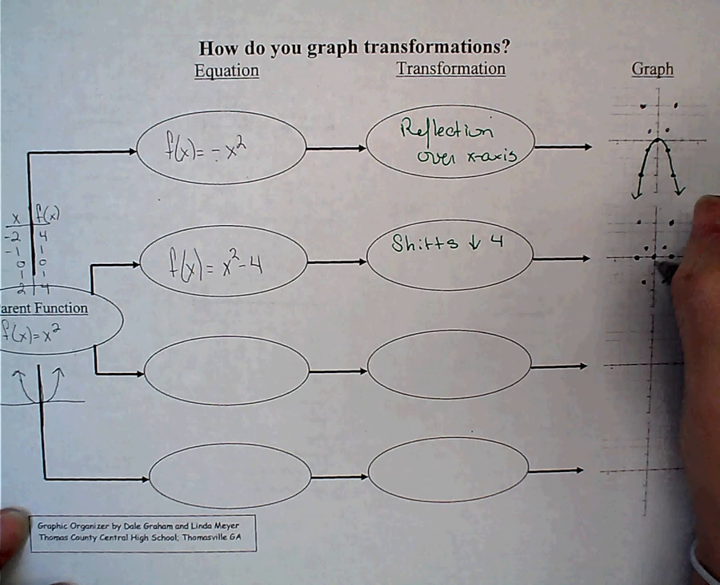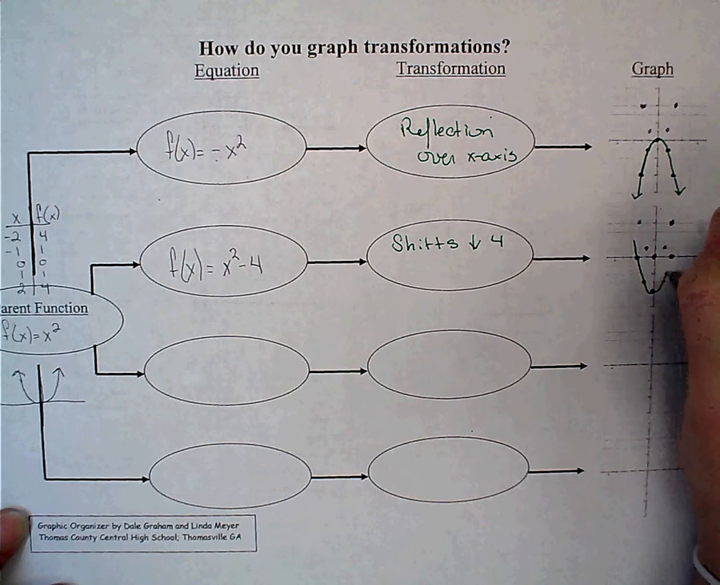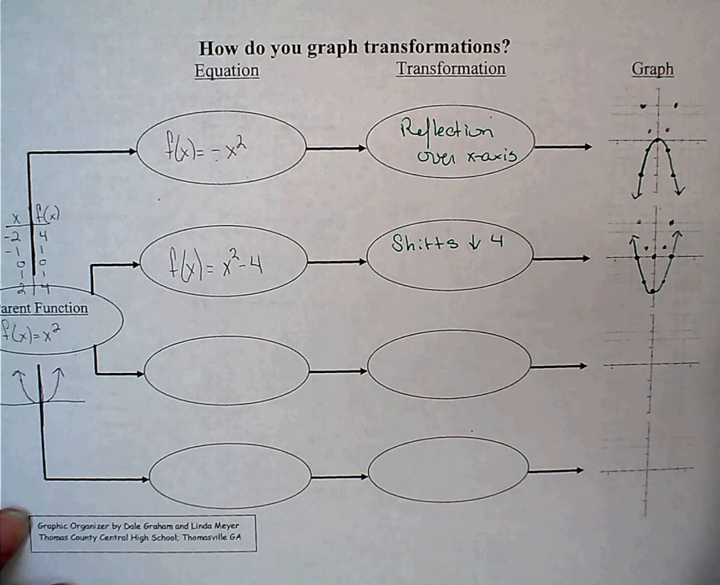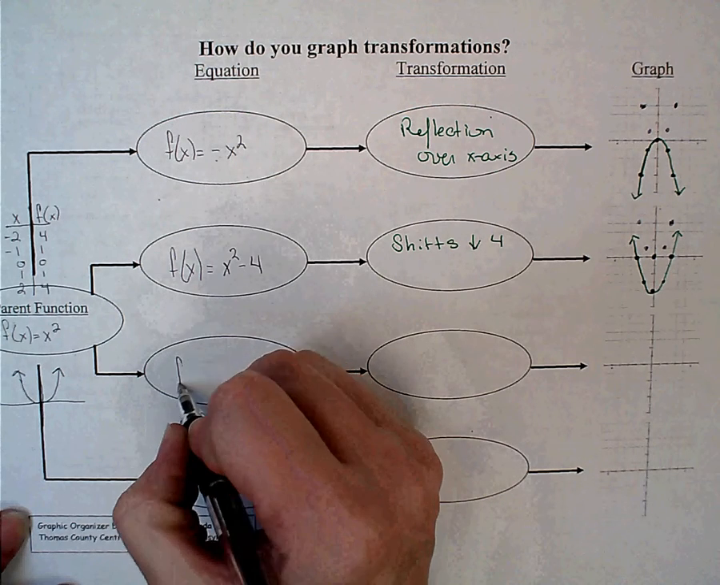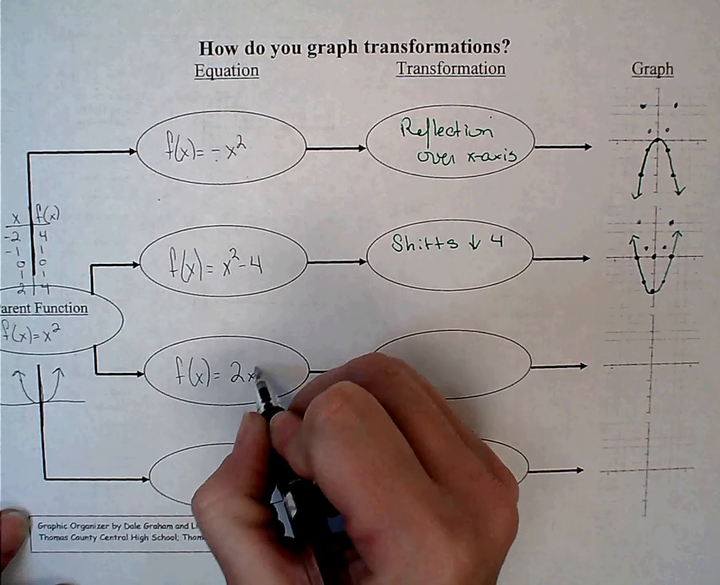And this 0 is going to shift all the way down to the 4. So my shift is that graph right there. That's a shift down 4.